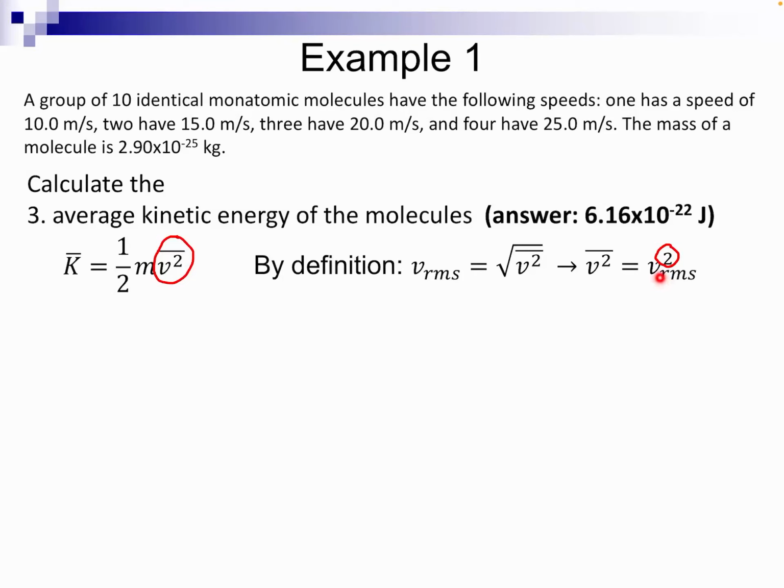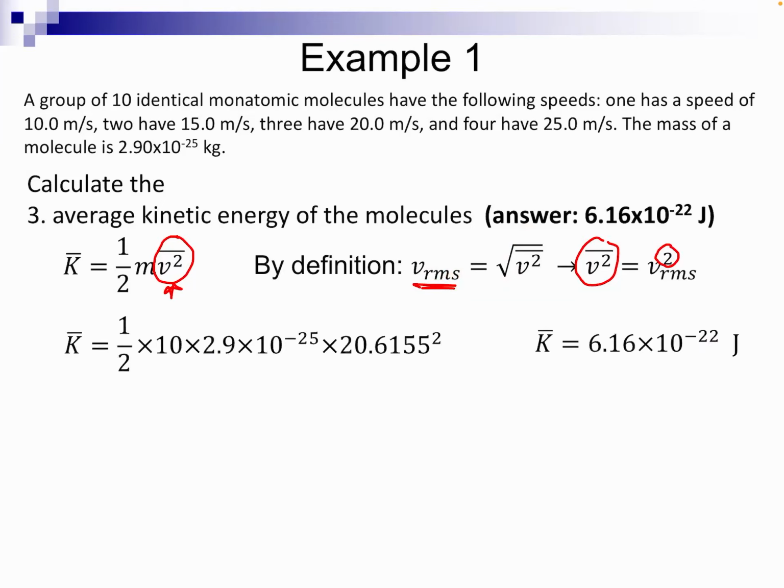Does that make sense? Why you have to square the RMS speed in order to get this v squared average? Because RMS speed is defined as square root of v squared average. You just want v squared average in the kinetic energy equation. So you have to get rid of the square root. You get rid of the square root by squaring the VRMS.